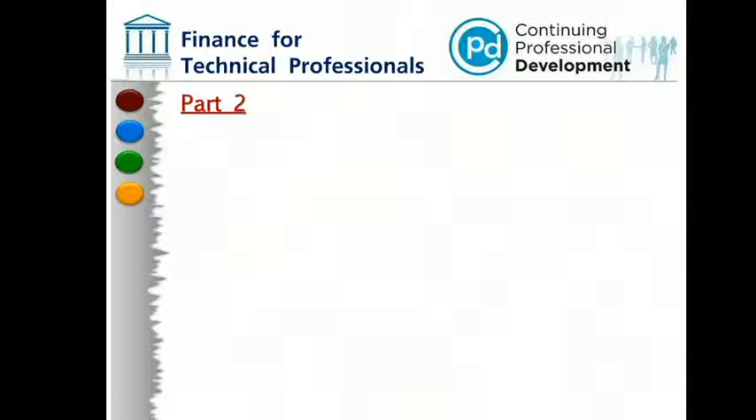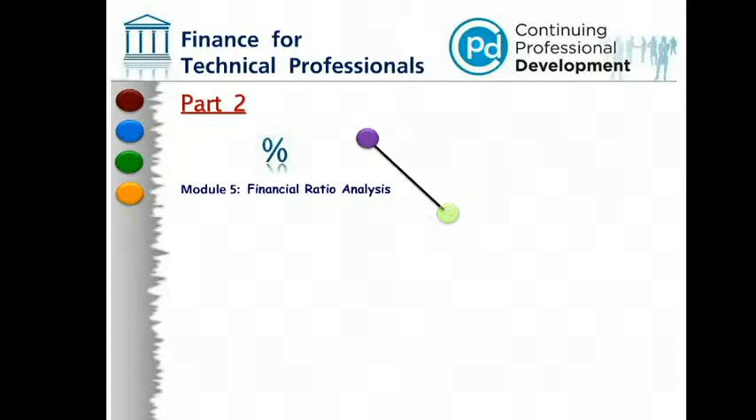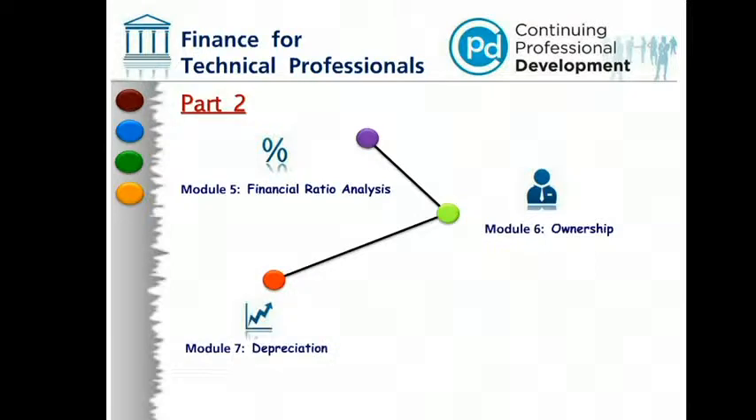Part 2 covers more practical aspects of the interpretation and application of financial information. Module 5 addresses financial ratio analysis. Module 6 covers company ownership. Module 7 deals with depreciation, and Module 8 covers costing.